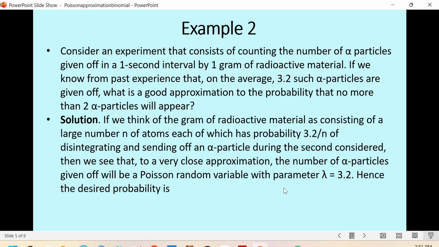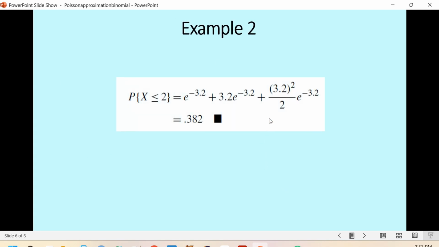Then the probability of no more than 2 can be calculated with 3 parts. This is the first part with 0 given off, this is the second part with 1 given off, and this is the third part with 2 given off. So the total probability is about 0.382.